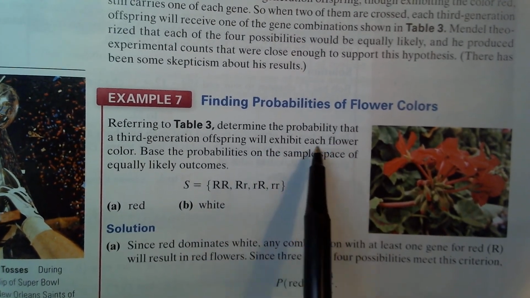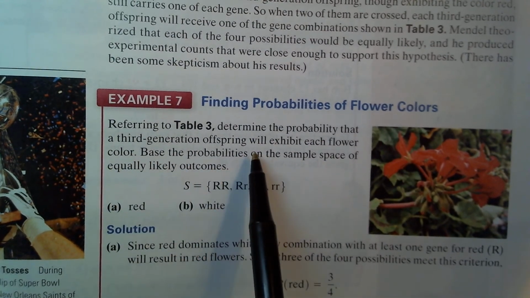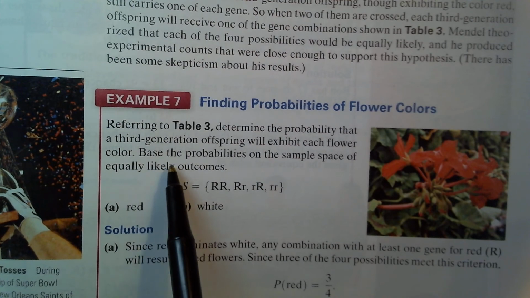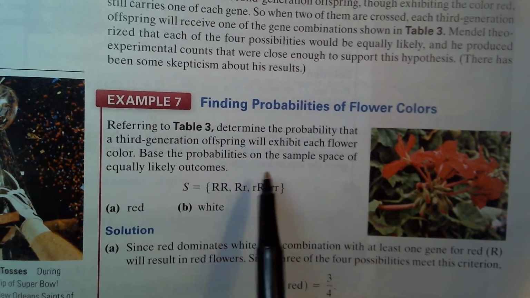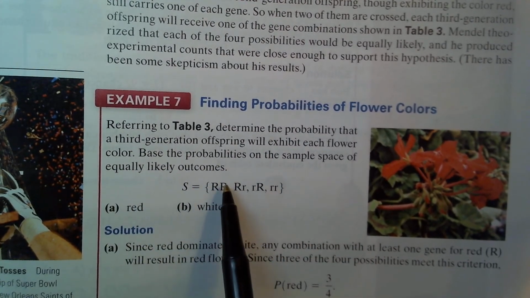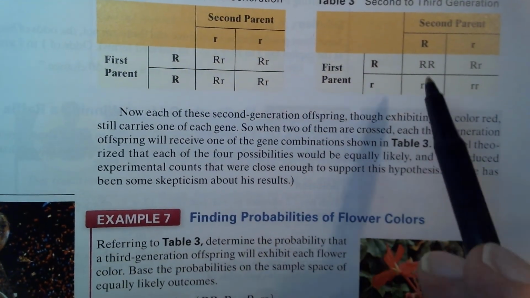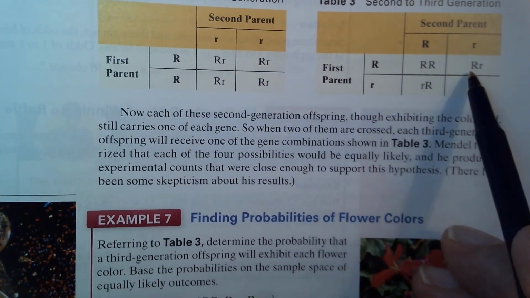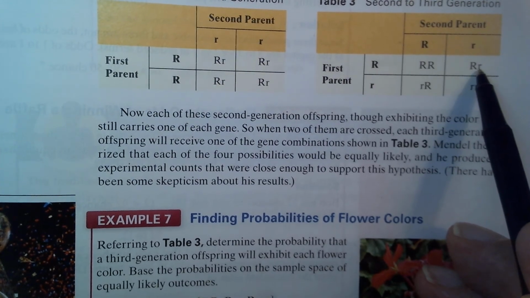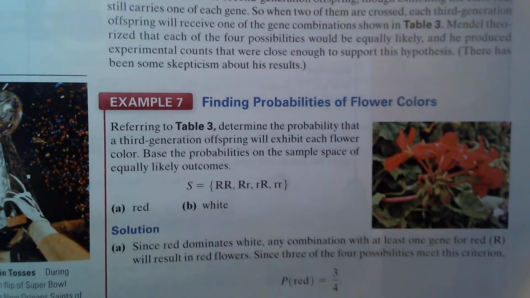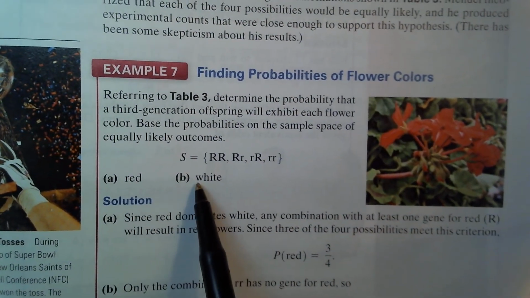Determine the probability that a third generation offspring will exhibit each flower color, either red or white. Base the probabilities on the sample space of equally likely outcomes. So the sample space, of course, is red-red, red-white, white-red, and white-white. And so here is the listing of the sample space.